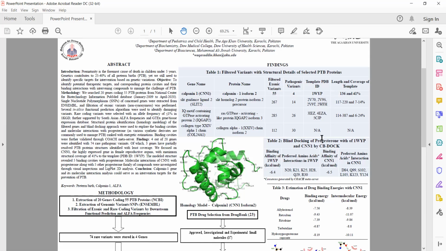And then the next one is silhouette 2. We are not interested in homology modeling of collagen because it's more than 2000 amino acid residues, so big, and there's no template. So we are just focusing on CNN1, silhouette 2, and IQ-GAP2.